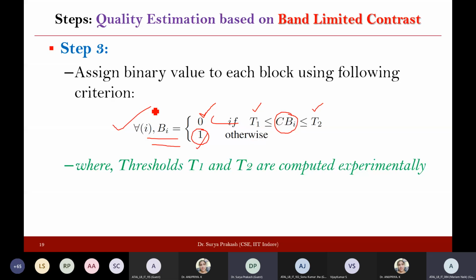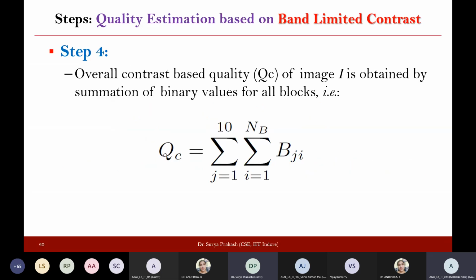Based on that, you can calculate the quality of the image. So this is the overall contrast being calculated for the given image I. So here you have, let us say, Bij or Bji, it is actually telling about a particular block. So you have, let's say, total NB number of blocks, right?